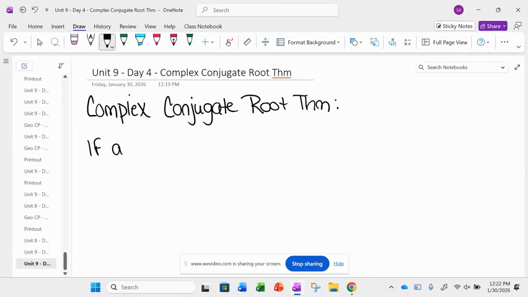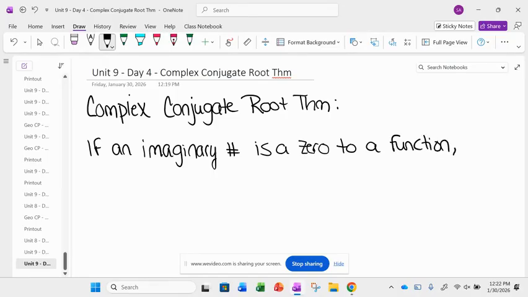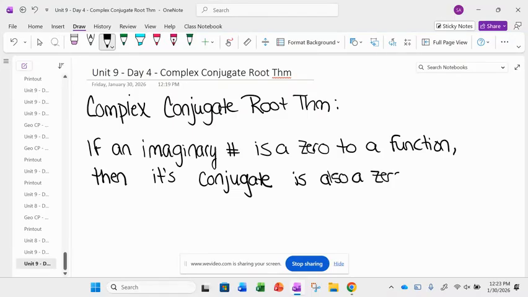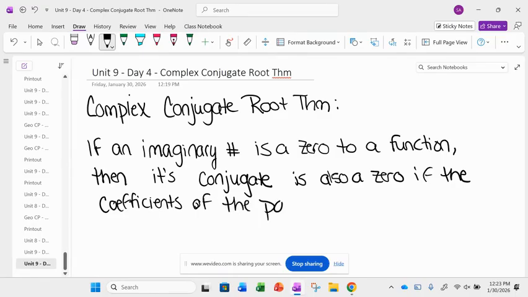So it says if an imaginary number is a zero to a function, then its conjugate is also a zero, if the coefficients of the polynomial are real numbers.